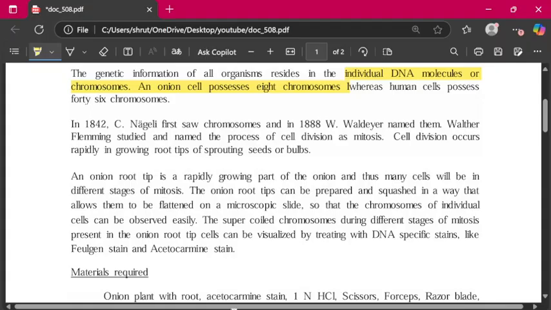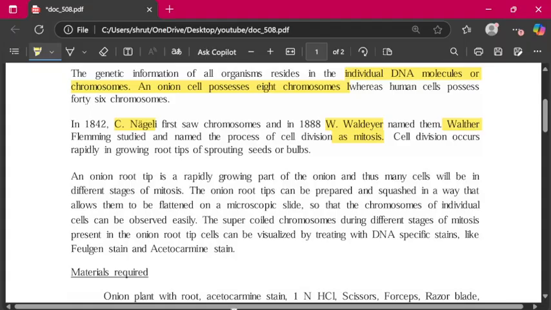So in 1842, C. Nageli first saw chromosomes, and in 1888 W. Waldeyer named them, and then Walther Flemming studied and named the process of cell division as mitosis. So cell division occurs rapidly in the growing root tips, sprouting seeds or bulbs.